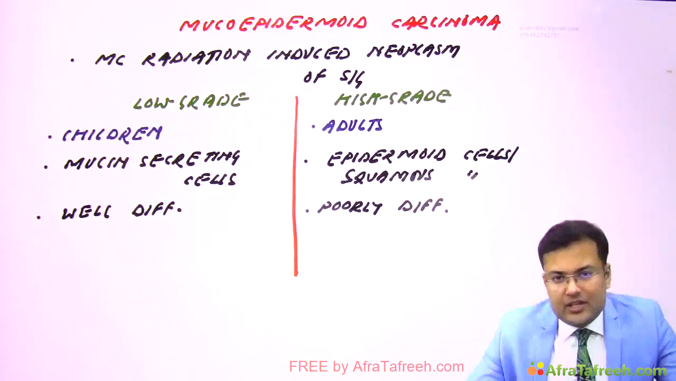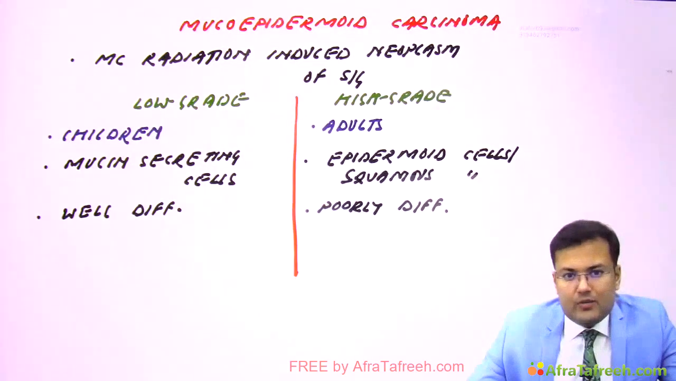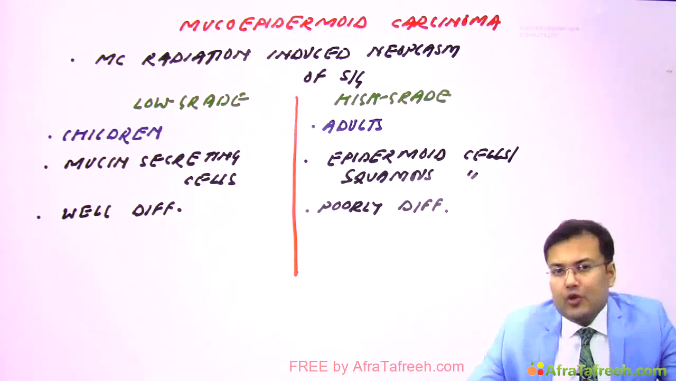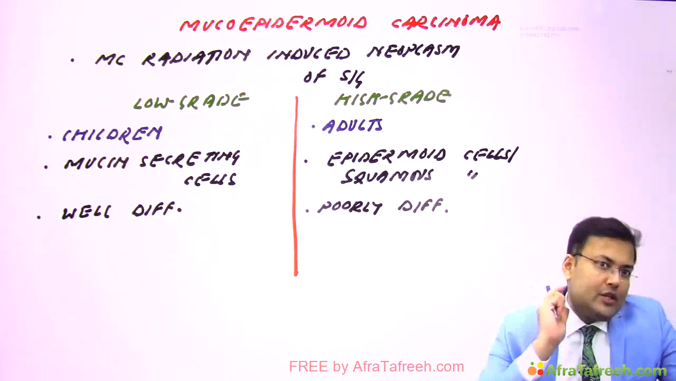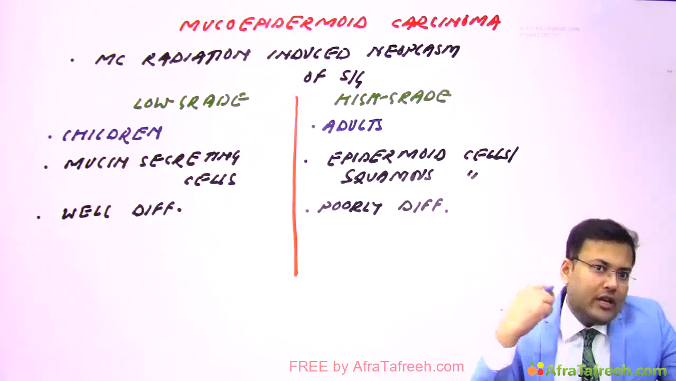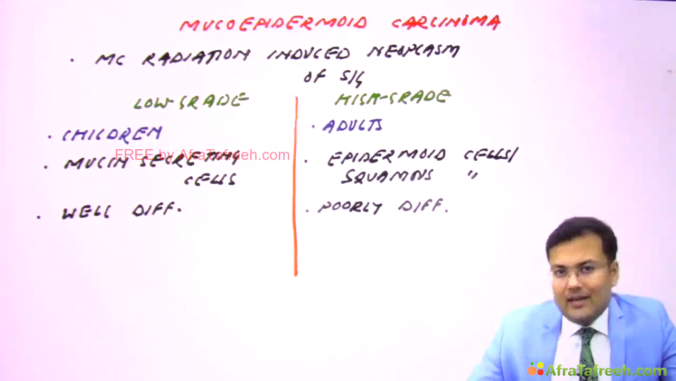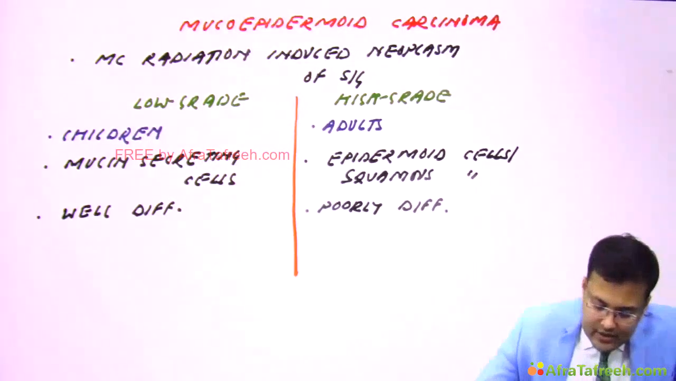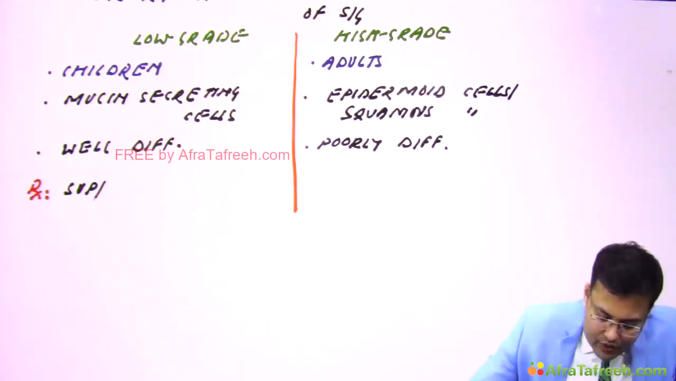Now coming to the treatment. What is sufficient? Either superficial or total parotidectomy is sufficient for low grade mucoepidermoid carcinoma. But for high grade mucoepidermoid carcinoma, we have to go for total parotidectomy plus or minus, meaning sometimes we require, radical neck dissection. So what's the treatment? In low grade, we can go for superficial or total parotidectomy.